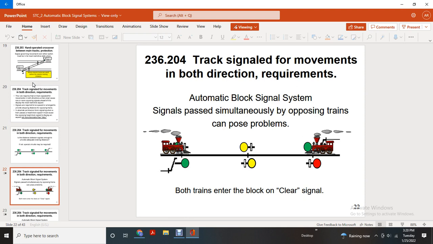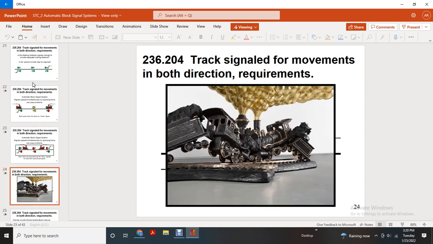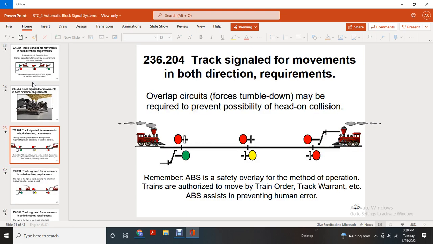Automatic block signal systems passed simultaneously by opposing trains can pose problems. Both trains enter the block on a clear signal. Both trains approach stop signals at maximum authorized speed. Track signals for movement in both directions. You see, they collided. Overlap circuits with the forces to tumble down may be required to prevent possible head-on collision.